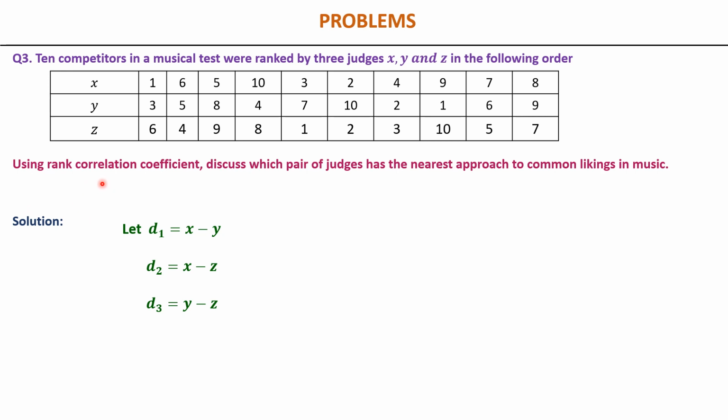We need to use the rank correlation coefficient concept to discuss which pair of judges has the nearest approach to common likings in music. So, how do we judge whether there is a common correlation? Which two people are closer? Is it X and Y, or is it X and Z, or is it Y and Z? So, how do we check that? Normally, we calculate the correlation coefficient by taking two judges X and Y, then we calculate XZ, and then we calculate YZ.